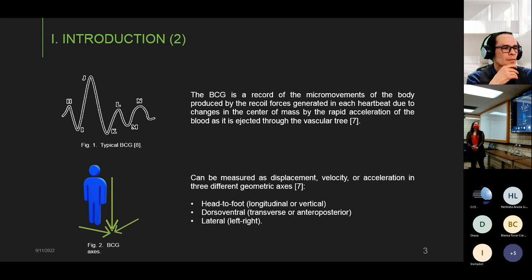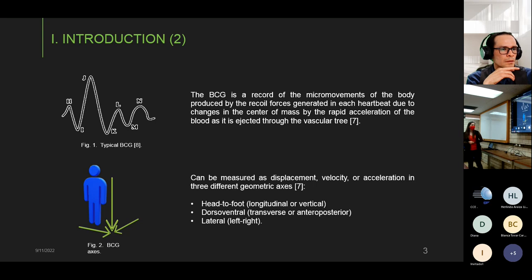By definition, the ballistocardiogram is a record of the micro-movements of the body that are produced by the recoil forces generated in each heartbeat due to the changes in the center of mass of the whole body by the rapid acceleration of blood as it's ejected into the vascular tree. These forces can be measured as displacement, velocity, or acceleration in three different geometric axes.